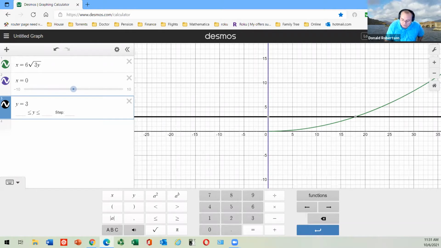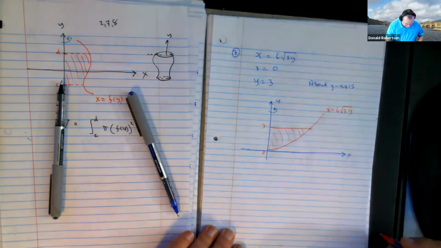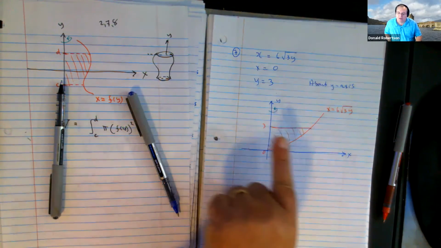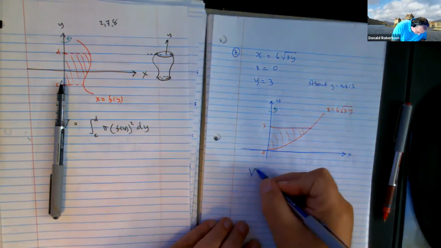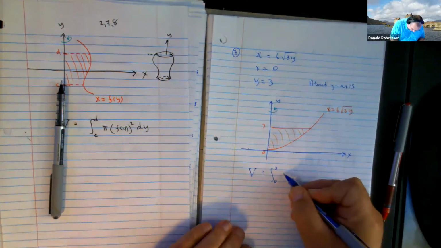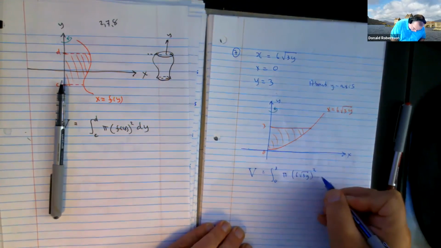And so we'll return to the whiteboard. And here we are. That was the shape. Right, if you imagine that being rotated about the y-axis, wouldn't it look like a solid soup bowl or something? So we're going to find the volume of that. It's going to be from 0 to 3 pi, the function squared dy.